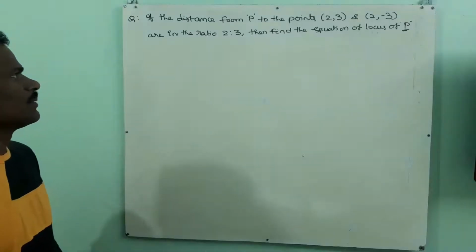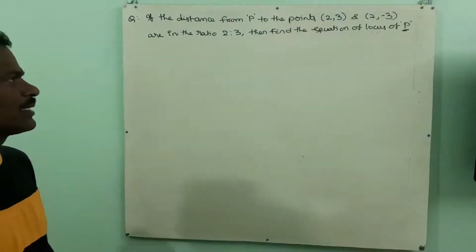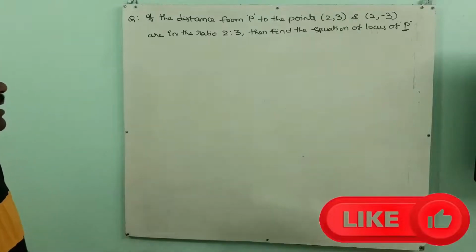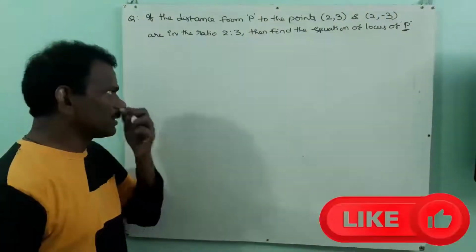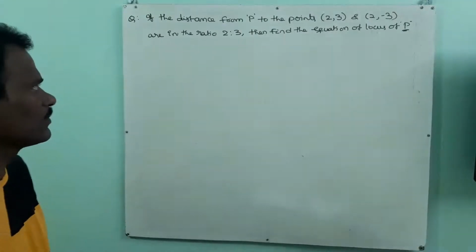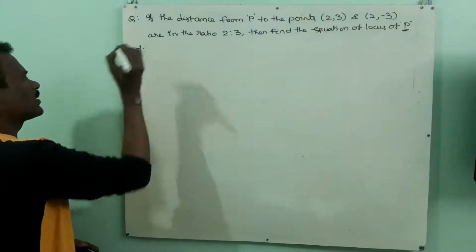The distances from point P to the points (2, 3) and (2, -3) are in the ratio 2:3. Then find the equation of the locus of P. The solution is as follows.